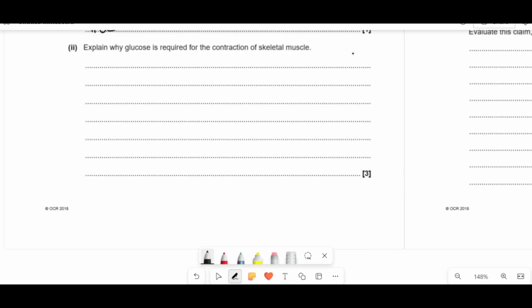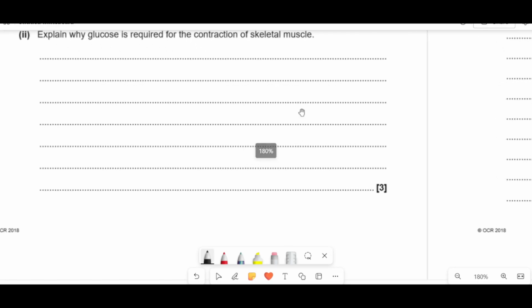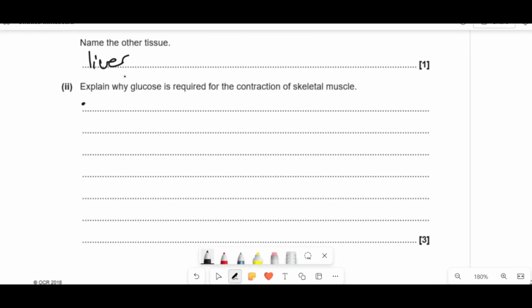Explain why glucose is required for the contraction of skeletal muscle. So, I hope you are saying that, first of all, it's used in respiration, right? So you're using it in respiration, which makes ATP. Generally speaking, when you're talking about glucose and energy, it's going to be respiration making ATP. So then, it's saying, why is this helpful in skeletal muscle contraction?